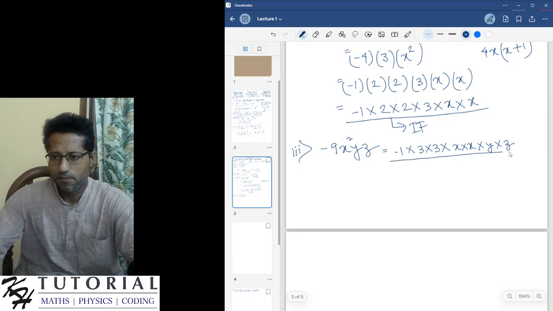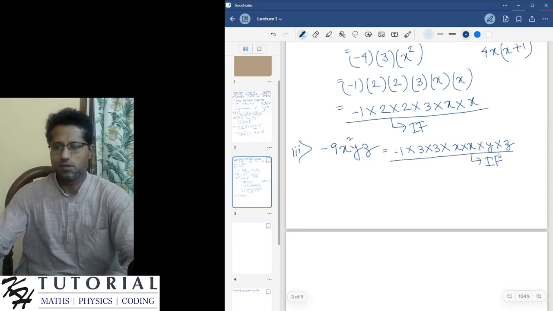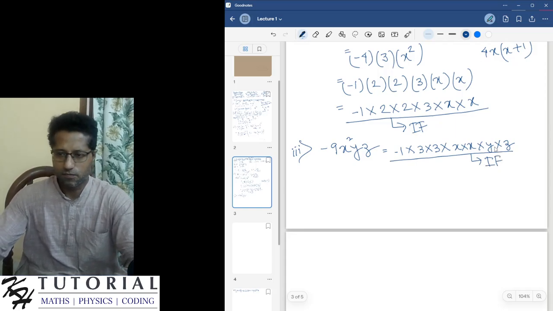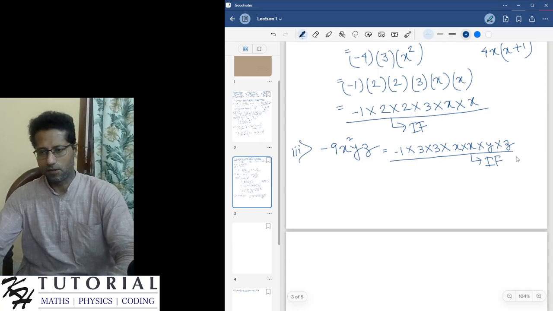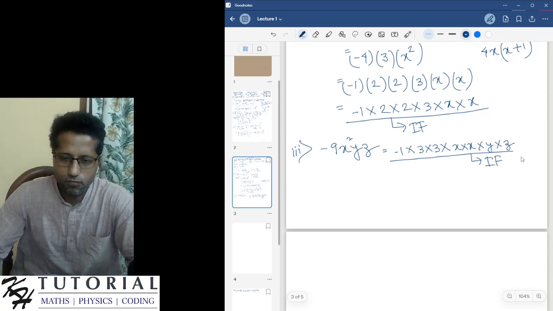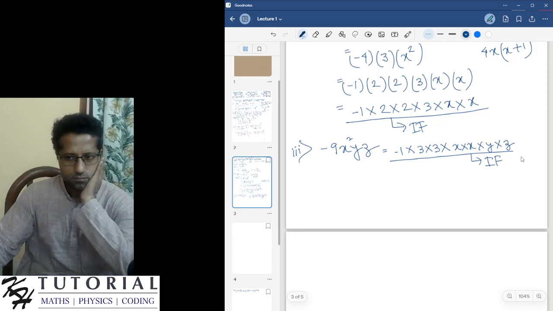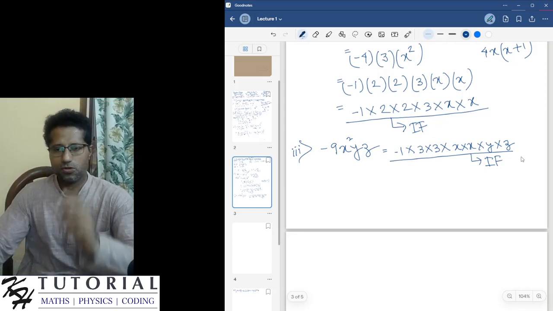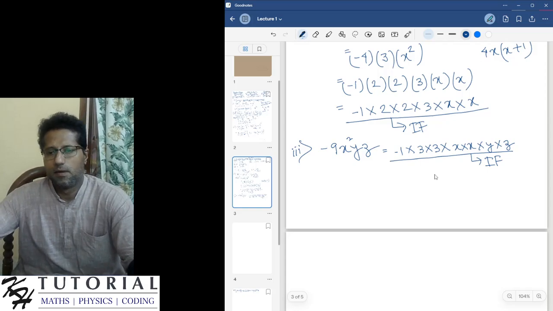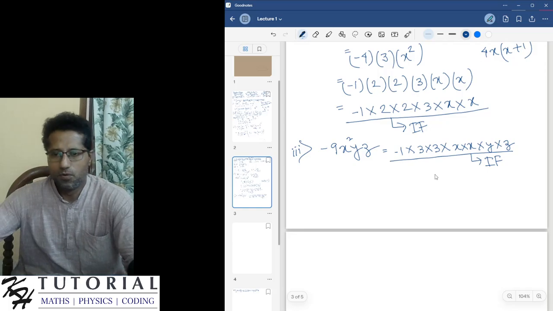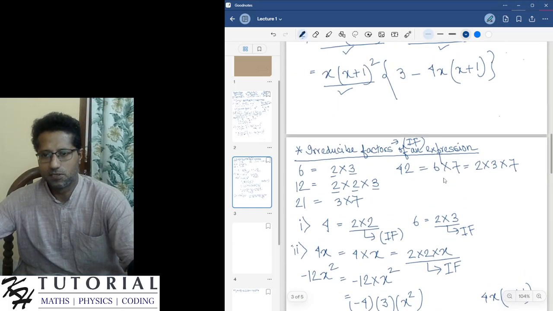So this is the irreducible form. This is an irreducible factor, because if you consider any factor in this form, it cannot be further broken down as a product of 2 or more further factors. So this is an irreducible factor. I hope the concept is clear. What is meant by an irreducible factor?